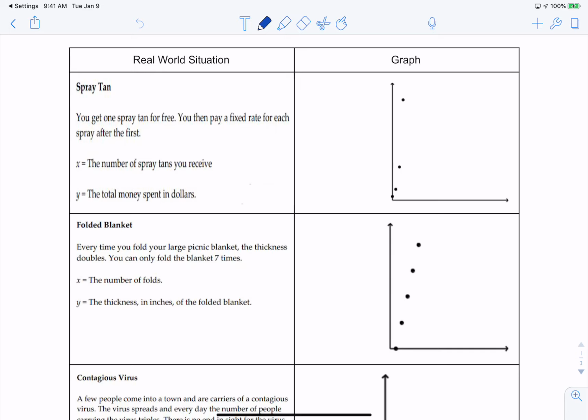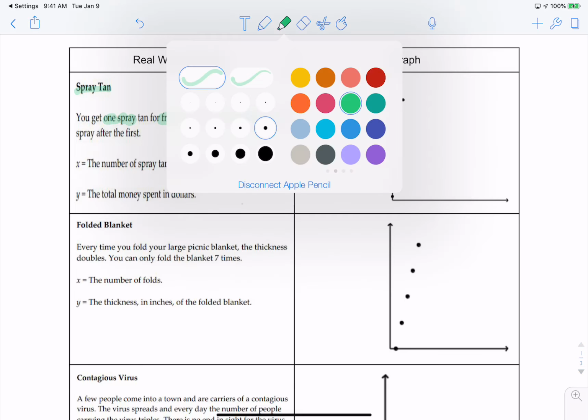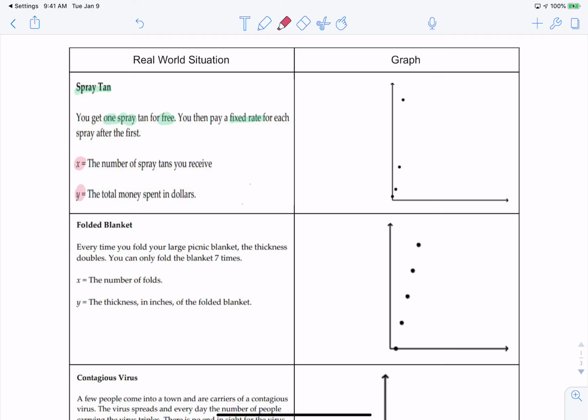All right, so what we have to do is think about what the situation is and what the axes are going to be labeled. So if we read the spray tan, this first situation, it tells us that we get 1 spray tan for free. Then we pay a fixed rate for each spray after the first one. We want to always notice what our X and our Y axis are going to be labeled. If these are my number of spray tans, my X, what I do know is that after I got 1 spray, because I got the first one free, for my Y, I still spent $0.